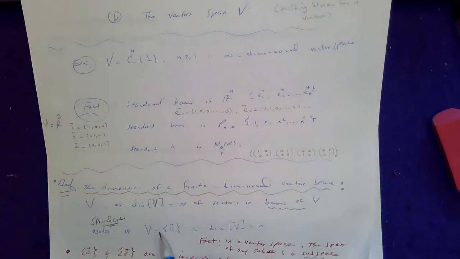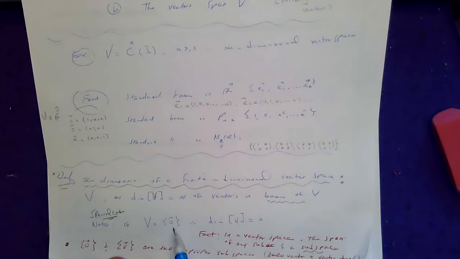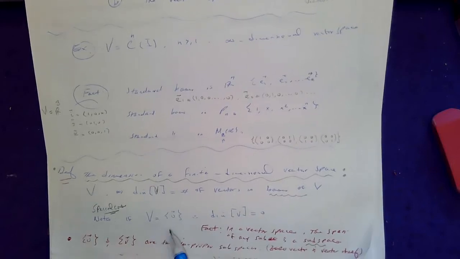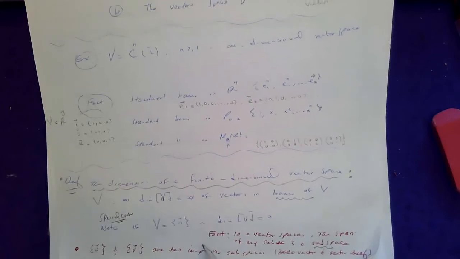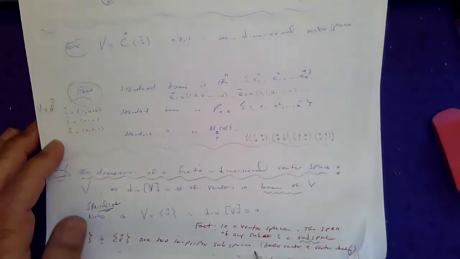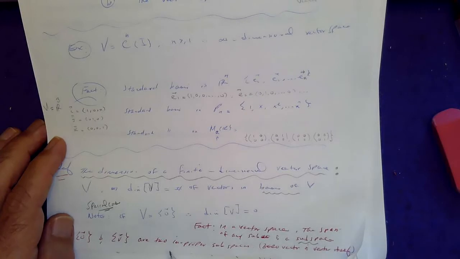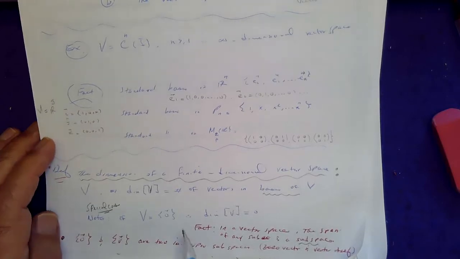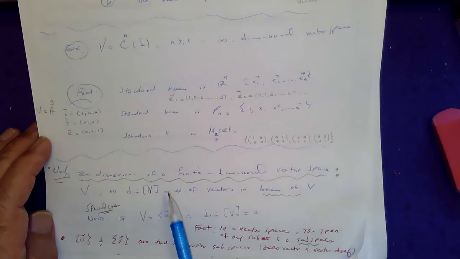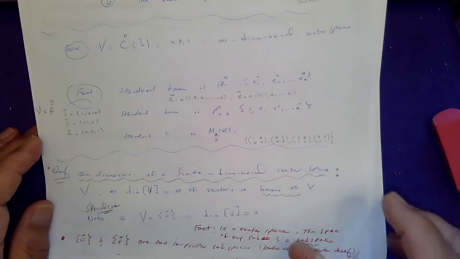Special case: if the vector space consists of the zero vector only, the dimension is zero. Keep in mind the zero vector space and the vector space itself are called improper subspaces. In other words, the zero vector and the vector space itself are called subspaces of the given vector space.